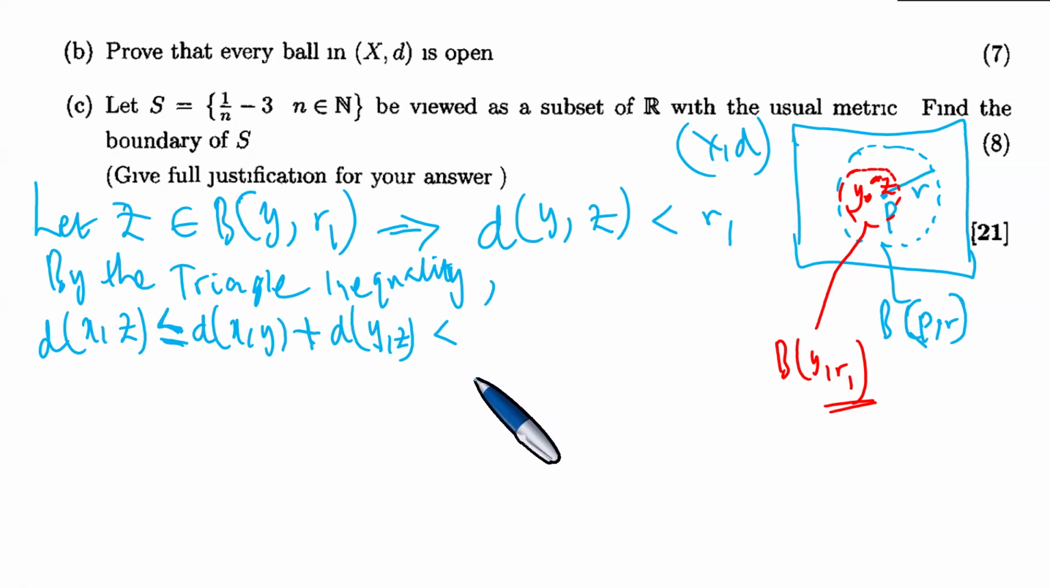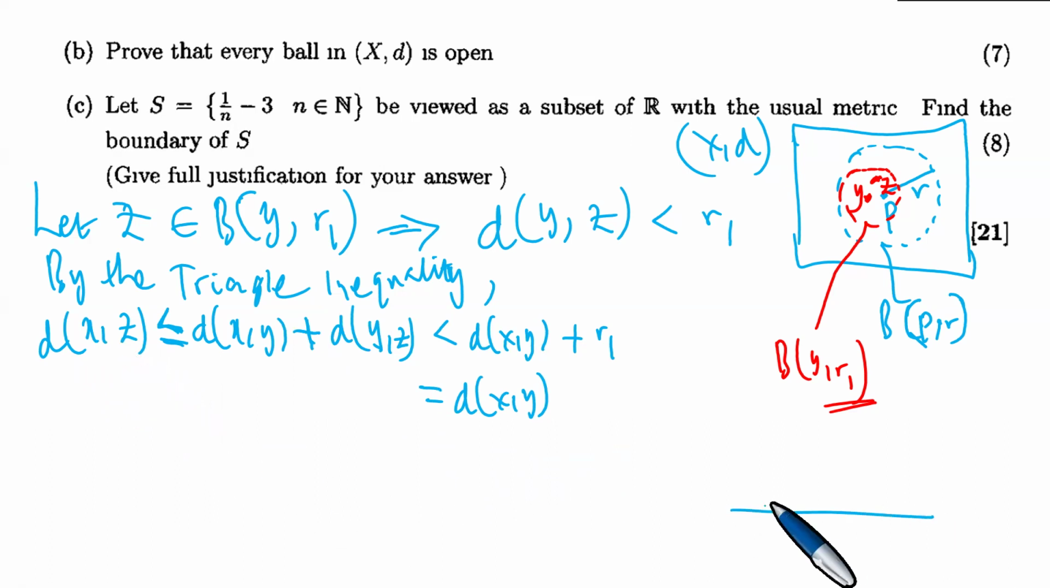So what is the distance between X and Y? The distance between Y and Z is R1. Okay, let us analyze this one. But now this is equal to the distance between X and Y. This is the triangle inequality. What is the distance between X and Z? By the triangle inequality, you just introduce a new variable between X and Z.